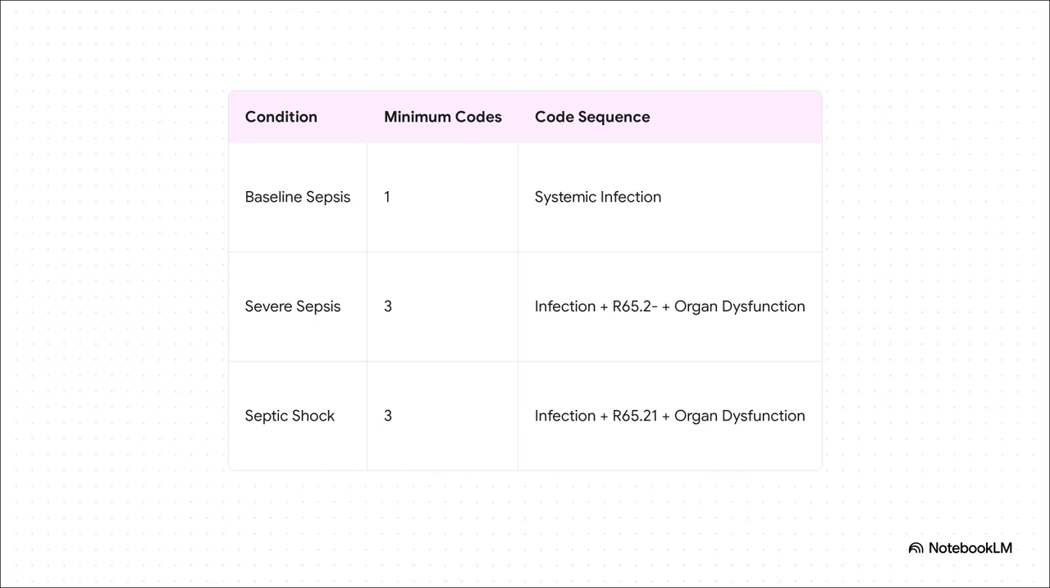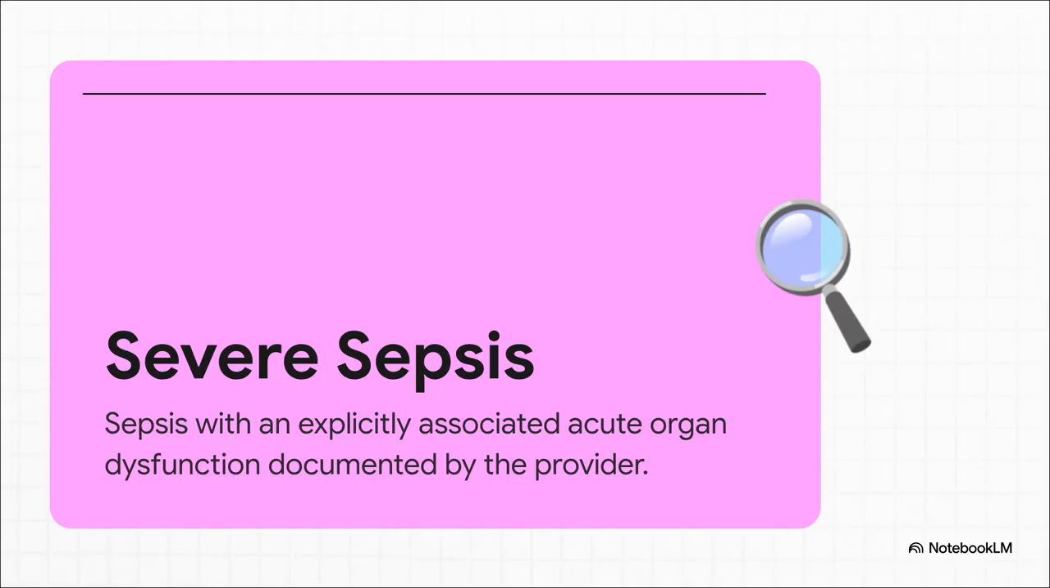We move from a single code requirement for baseline sepsis to a strict multi-code requirement. For severe sepsis and septic shock, you are fundamentally required to report the systemic infection first, followed by a specific severity code from subcategory R65.2, and finally, the codes for the actual organ dysfunctions that are occurring. Remember, severe sepsis represents a systemic response where the infection is now causing organs to literally fail.